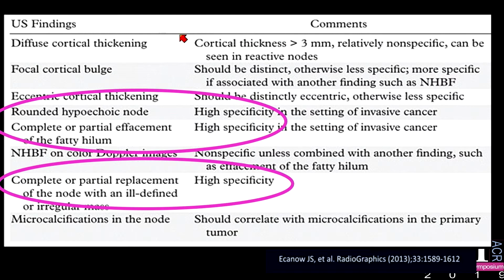That's fine. When you have diffuse cortical thickening, or if you have a focal cortical bulge, those features are pretty non-specific.